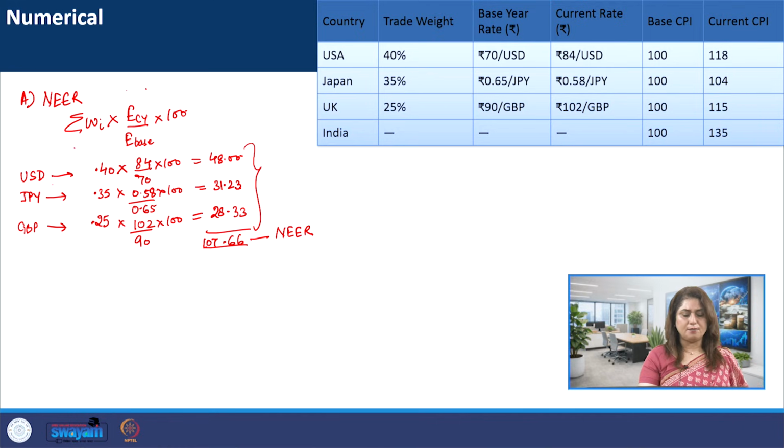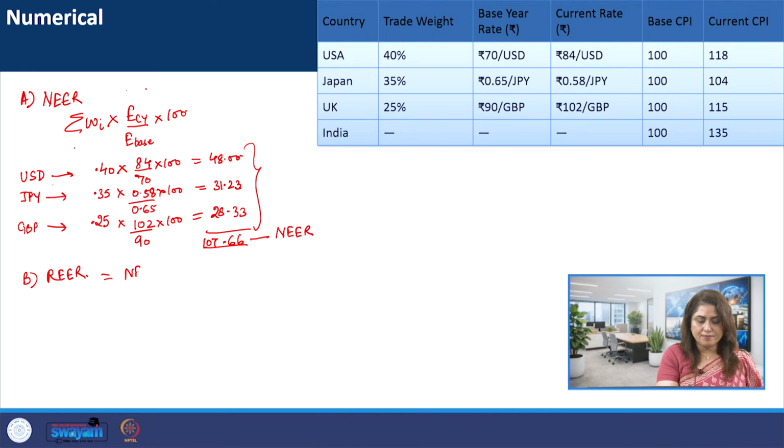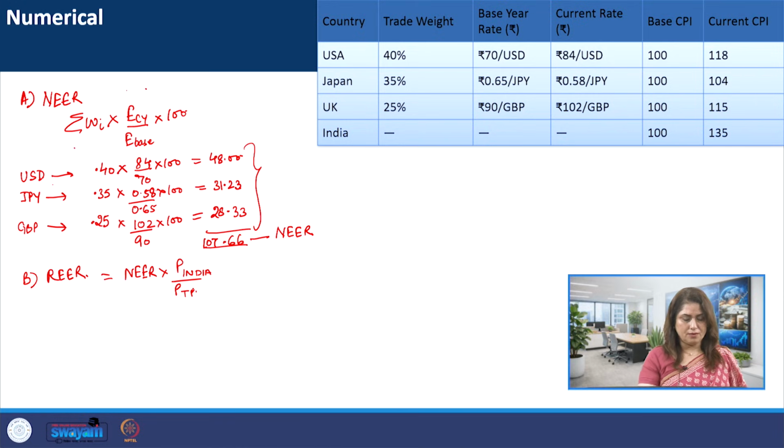Now, the second part is that we need to do the calculation for REER. What is the formula for calculating REER? It is NEER into the price index in India divided by the price index of the trading partner. Now, if we consider USD, we have the NEER calculation. Here we will find the NEER.